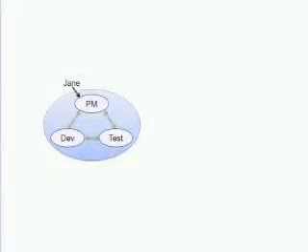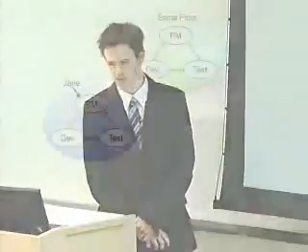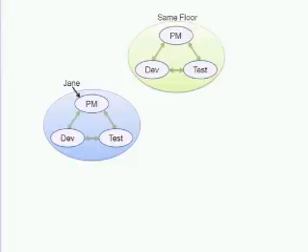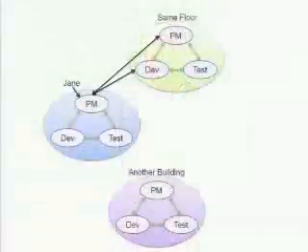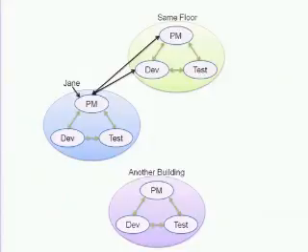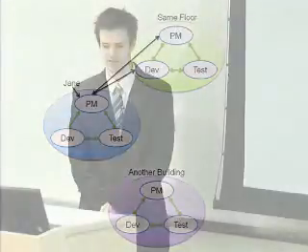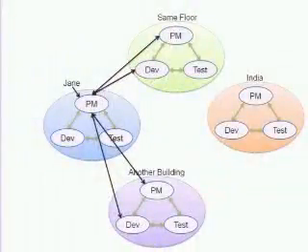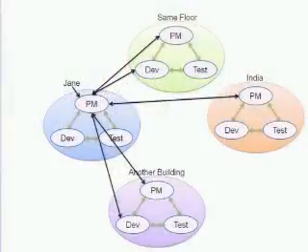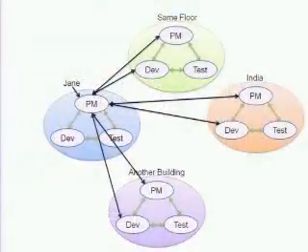So we'll start with the story of Jane. Jane's a PM, a program manager here at Microsoft. She has a dev and a test who are her peers, and they form a feature crew. Now, Jane also interacts with a feature crew on the same floor, and she interacts with that PM and that dev. And Jane also interacts with a feature crew in another building, and she interacts with their PM and their dev. Jane also interacts with a feature crew in India. So we have global software development issues. She interacts with their PM and their dev.